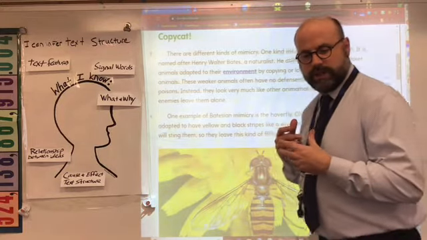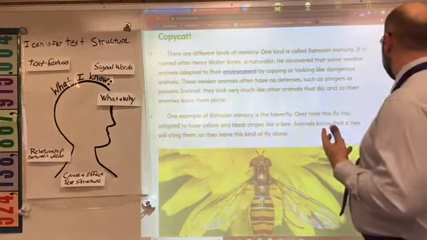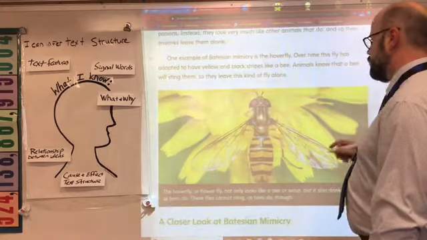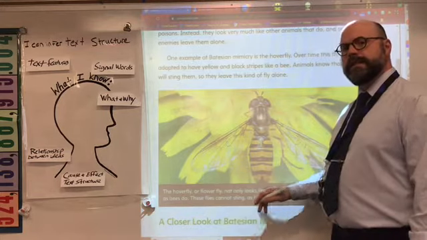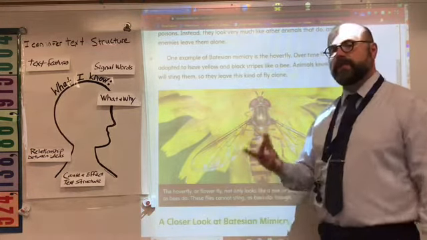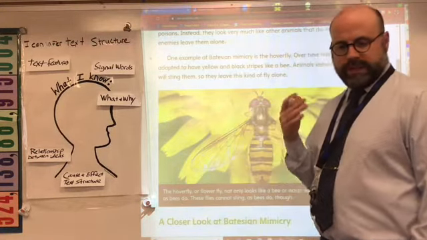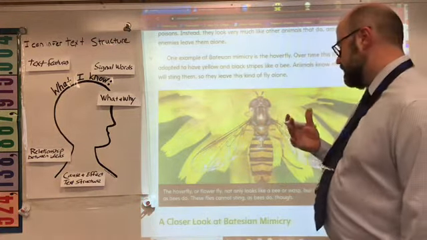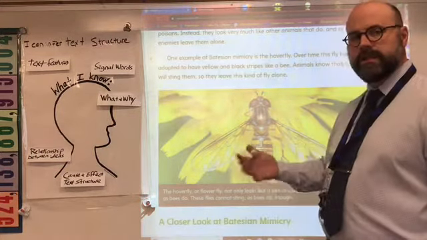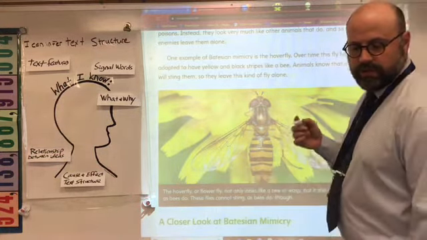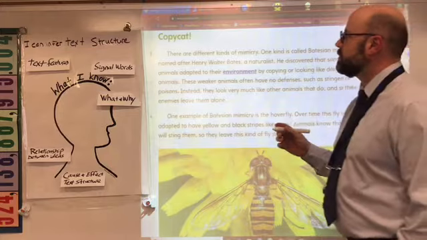So we're going to look at this section, it's called copycat, and look at the image. I remember this is a photo, but what is the piece of information that describes a photo called? Caption, yeah. A caption describes the photo. So what is the key information of this whole section of the text?